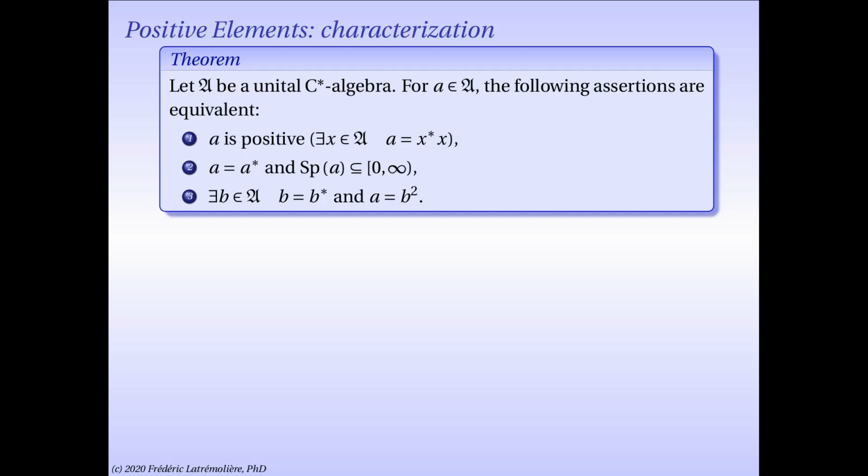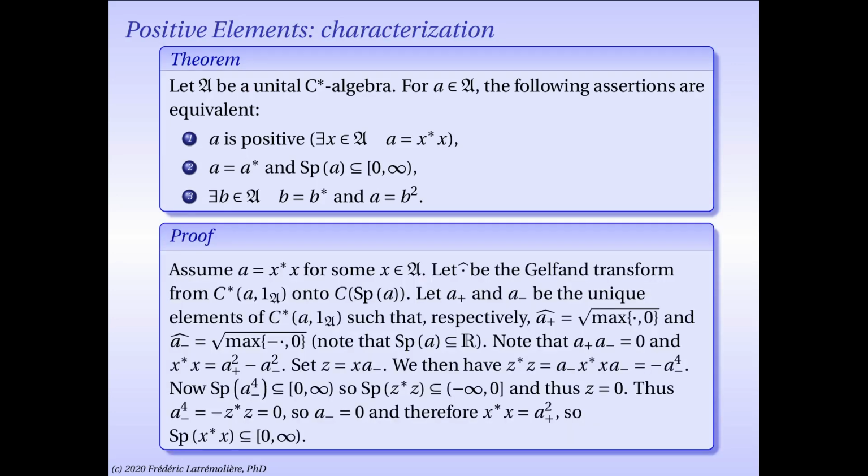The first is A is positive in the way we started this lecture. It's of the form x star x. The second is A is self-adjoint and its spectrum is a subset of the positive half-line. And the third is that in fact A is the square of some self-adjoint element. So let's prove this important result. The difficult part is to prove that 1 implies 2. So let A be given such that A equals x star x for some x in your C-star algebra.